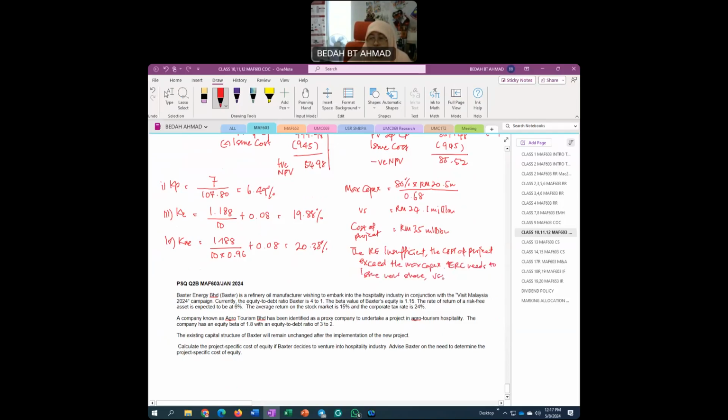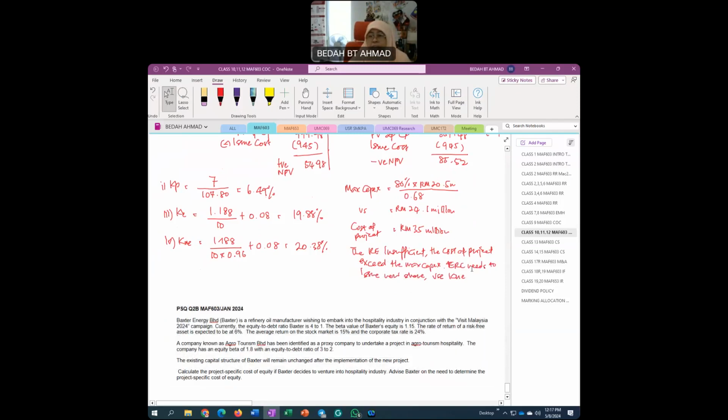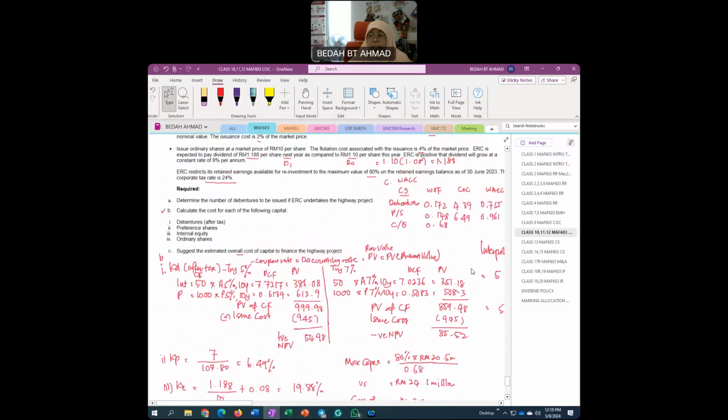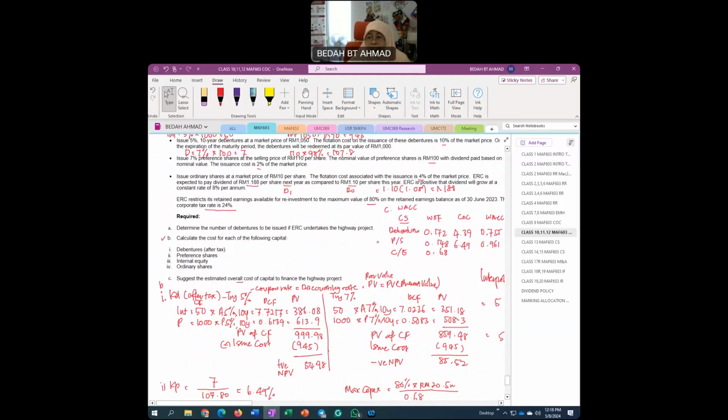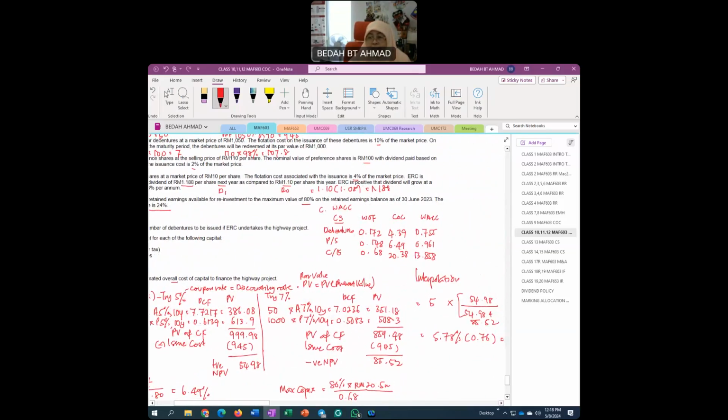That means use KNE. Okay, use KNE. So we are taking 20.38. 20.38 multiplied by 0.68, so you get 13.858. Okay, then you add together.